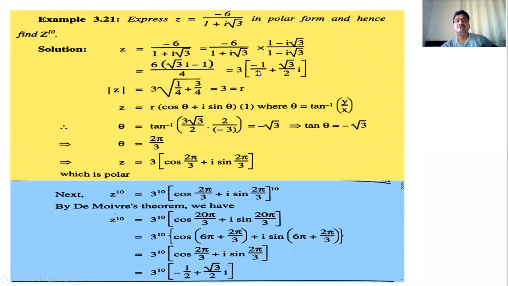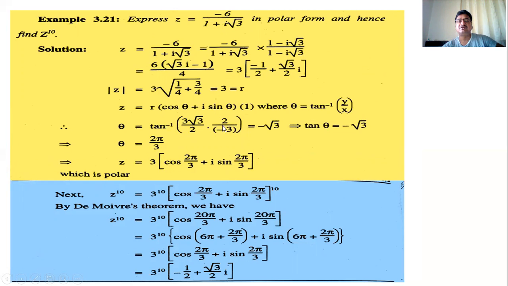So find the modulus. The modulus is root of x square plus y square, which is root of its square plus its square. 4 is the LCM. So this is the answer for the modulus, and the argument is what? By using the rule tan inverse y by x. So we have the modulus, and the argument is 2 pi by 3. And so the answer is 3 cos 2 pi by 3 plus i sin 2 pi by 3. This is the polar form of this number.